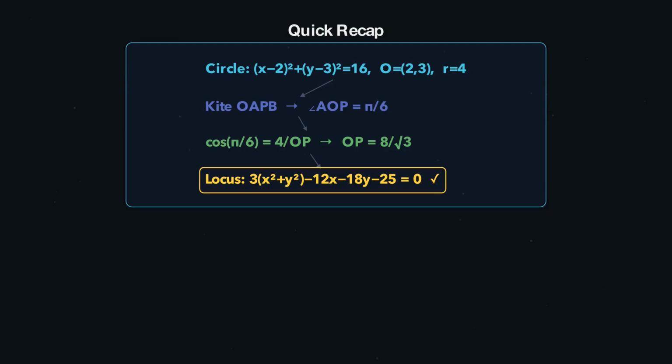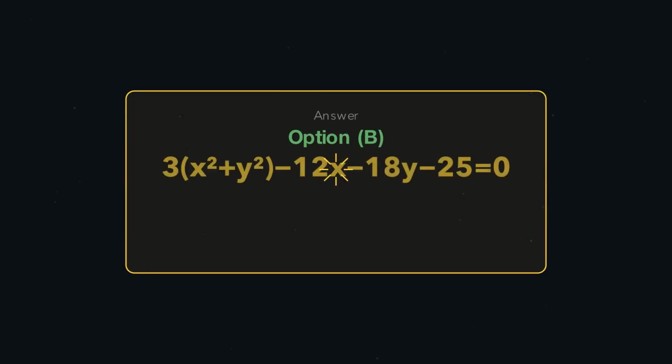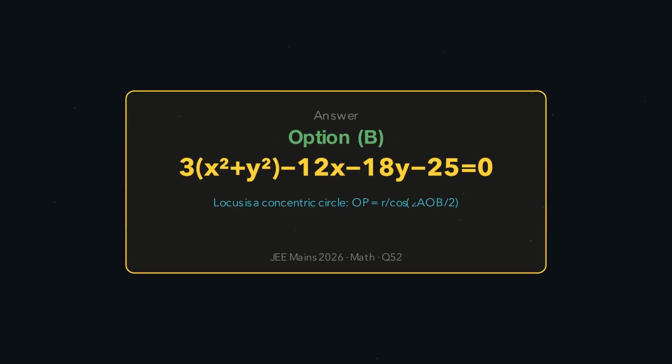The locus is a circle concentric with the original. Expanding that distance equation and multiplying through by 3 gives us 3 times x squared plus y squared minus 12x minus 18y minus 25 equals 0. That's option 2. The meeting point always traces a circle centered at the same center, just farther out.